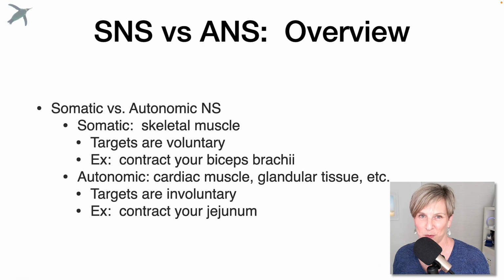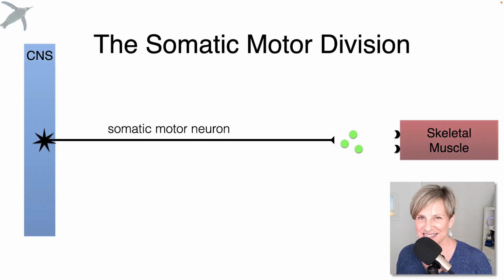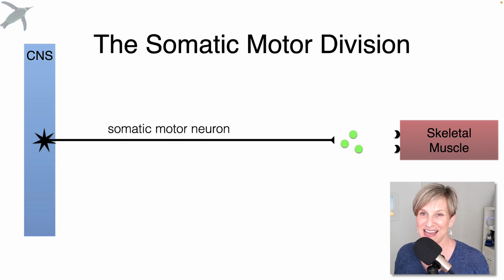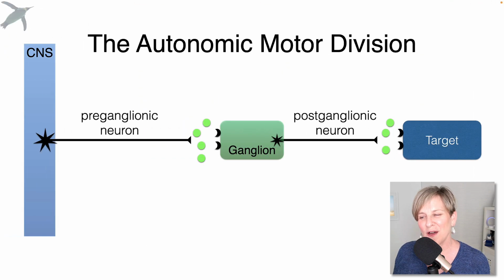So in this video, we're going to be talking about the differences between the somatic and the autonomic nervous systems. The somatic system refers to skeletal muscle, and this is under voluntary control. So if I tell you to contract your biceps brachii, you can do that. That's the somatic division.